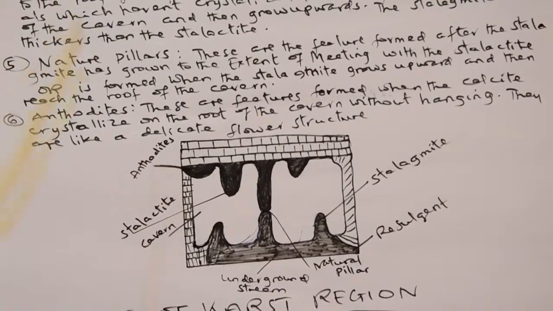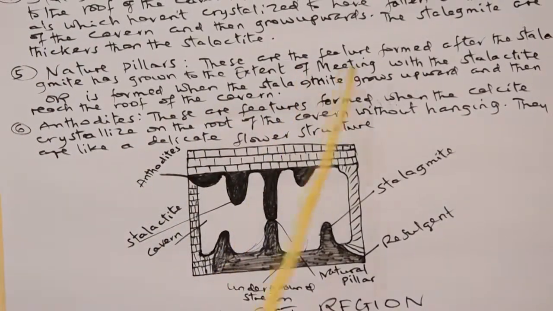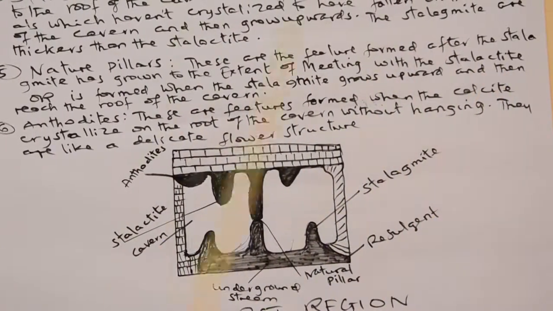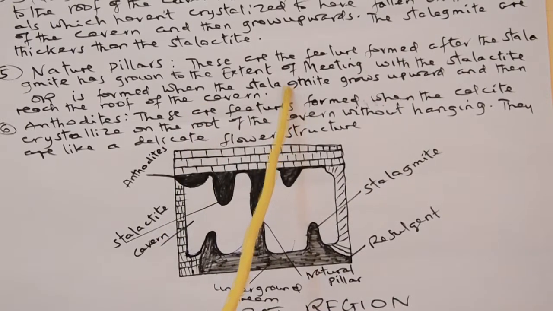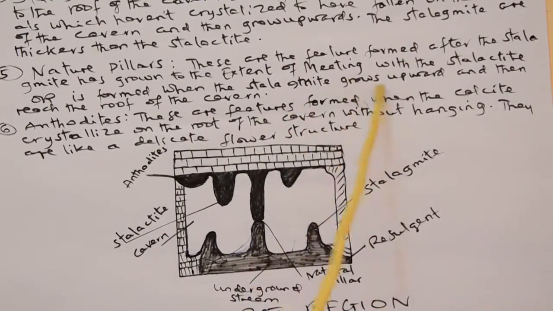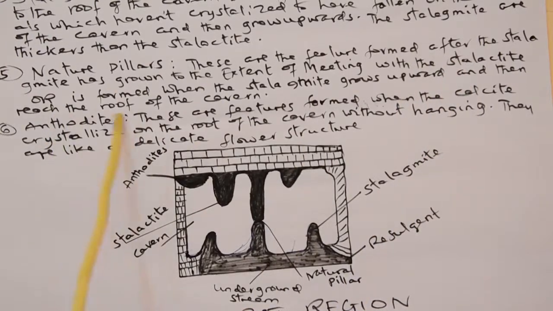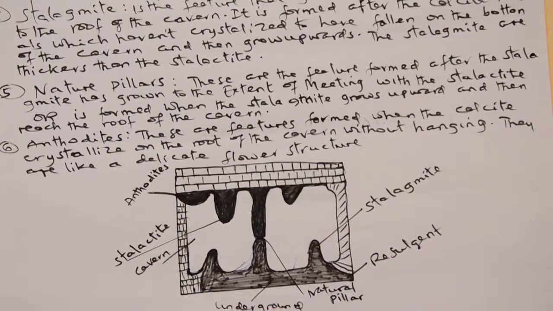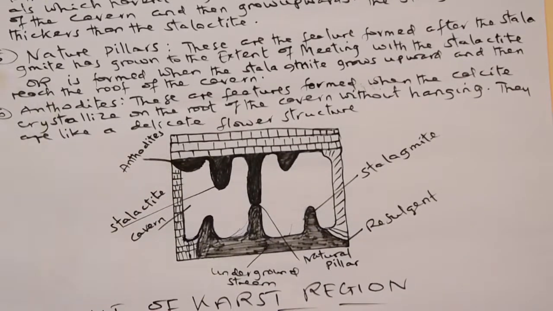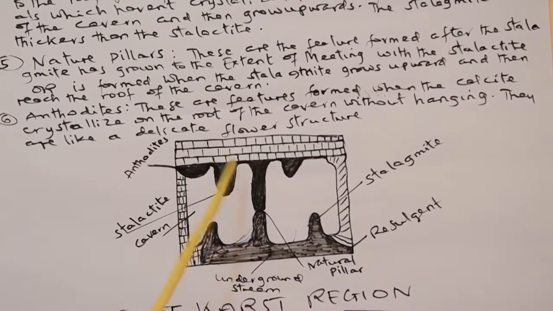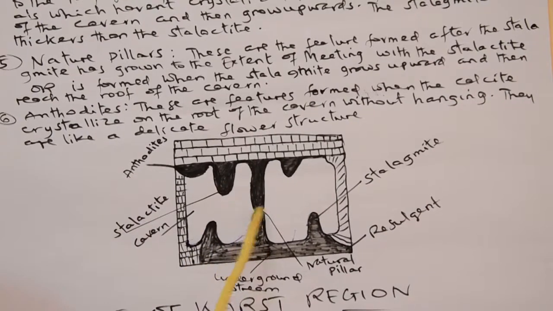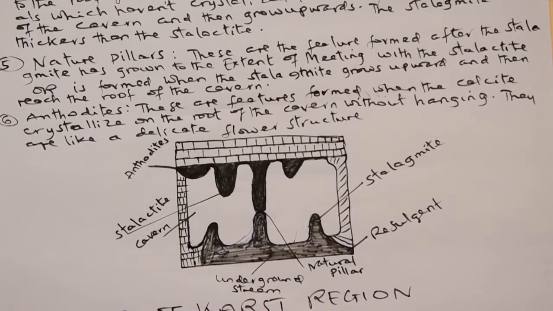These are the features formed after the stalagmite has grown to the extent of meeting with the stalactite, or formed when the stalagmite grows upwards and reaches the roof of the caverns. Therefore, most of these natural pillars are the connection between stalagmites, which stand upwards, and stalactites, which hang downwards. Wherever they meet at the middle is called natural pillars.